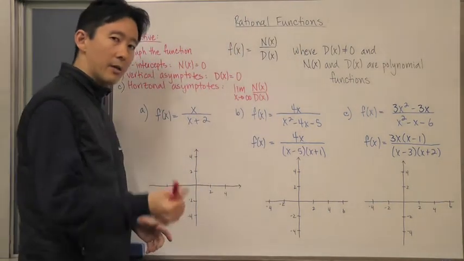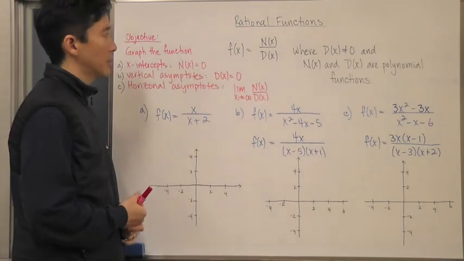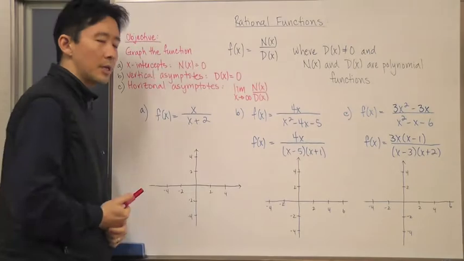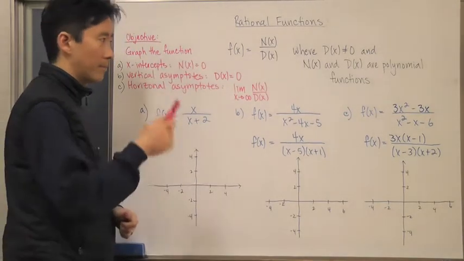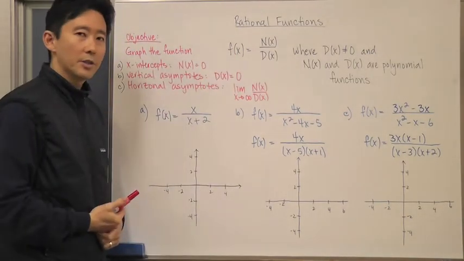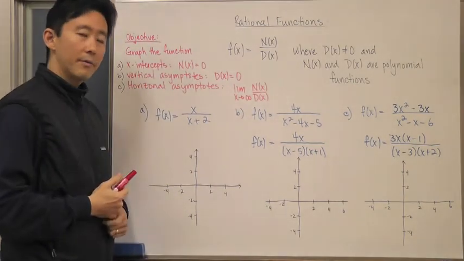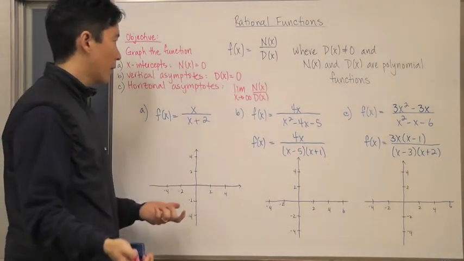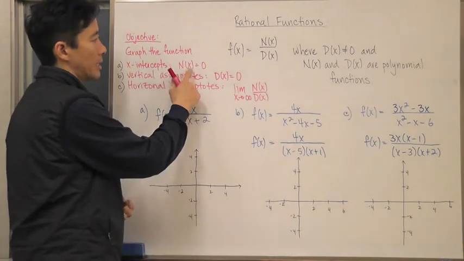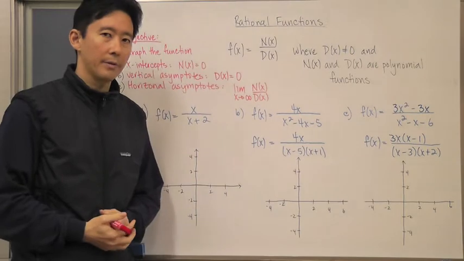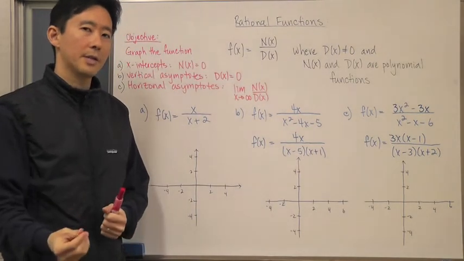Again, our objective is to graph the function. If we have a rational function, these are the extra things that we can find because of the fact that it's a rational function. First of all, the x-intercepts. Whenever we want to find the x-intercepts, we always want to make sure that we're setting the numerator function equal to 0 and solving for that value. That will be the x-intercept.